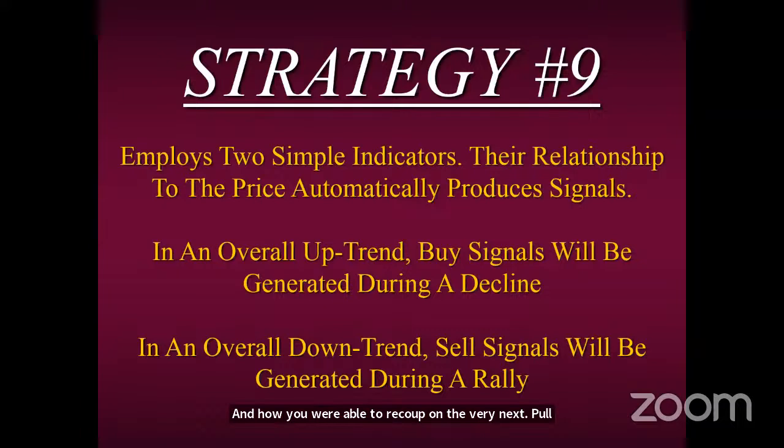Okay, so some more information about strategy number 9. It employs 2 simple indicators, and their relationship to the price automatically produces the signals. Now, obviously, in an overall uptrend, the buy signals will be generated during a decline. And in an overall downtrend, sell signals will be generated during a rally. So that's the process we're looking for, okay?